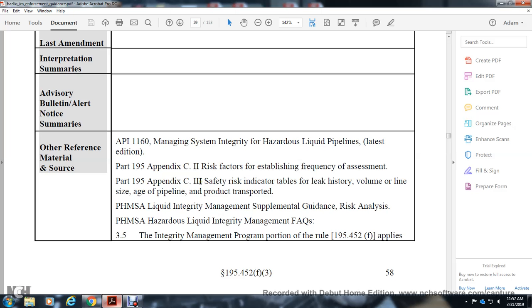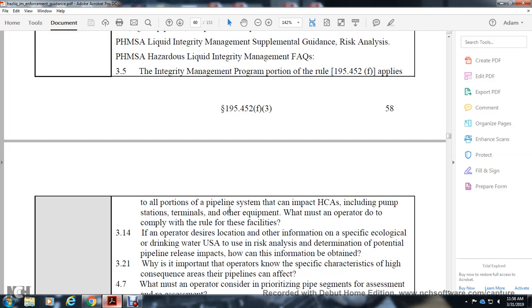Alright, 3.5: the integrity management program portion of 195.452(f) applies to all portions of pipelines that could affect the high consequence area, including the pump station terminals and equipment. The operator does not comply with the rules of the facility. 3.14: the operator's desired location of the information, specifically ecological, drinking water, and undefined segments of air, due to the risk analysis of the determination of the potential of the pipeline release and the impact with the hazardous information being maintained. 3.21: it is important for the operator to know about the specific character of the high consequence area of the pipeline's effect.